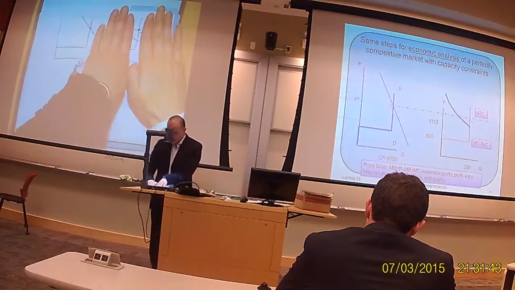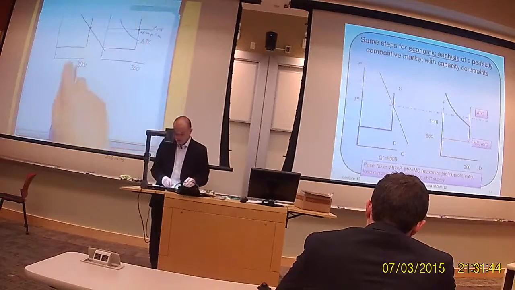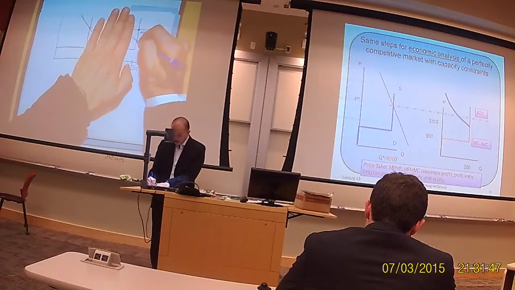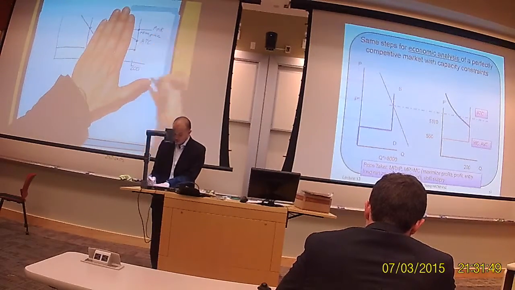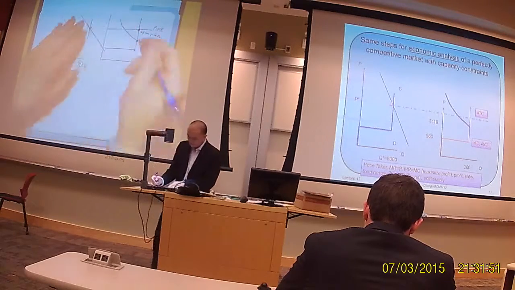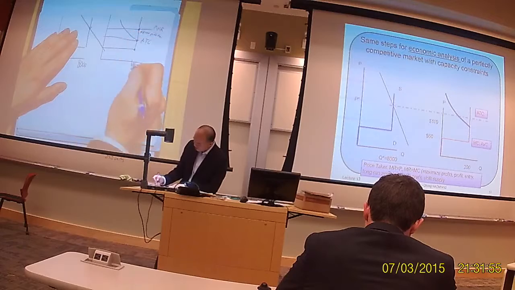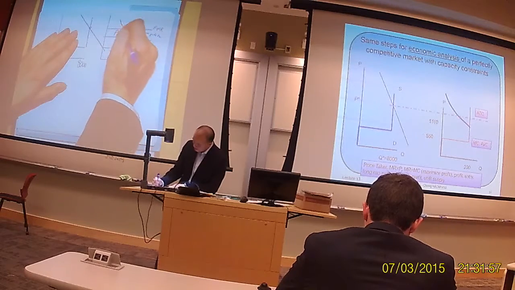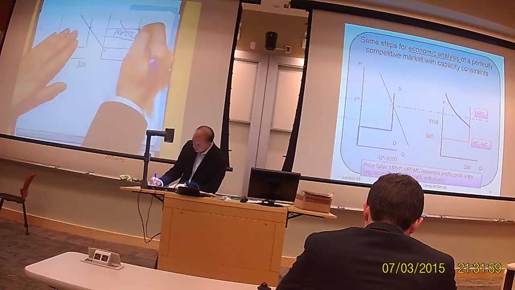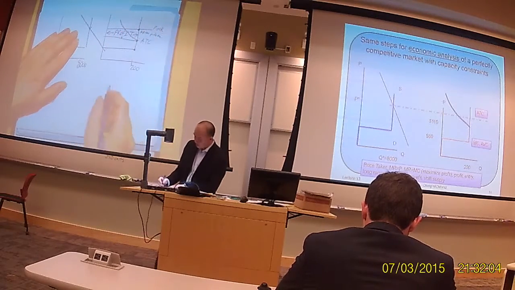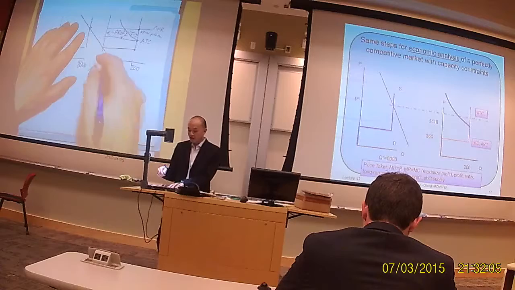I then zero in on this one quantity, which is 200. I have average total cost, I have average variable cost, I have price. I can figure out this is total cost, that's total revenue, so this is my profit. And that's everything in the short run.